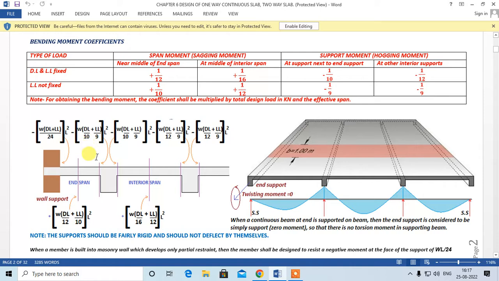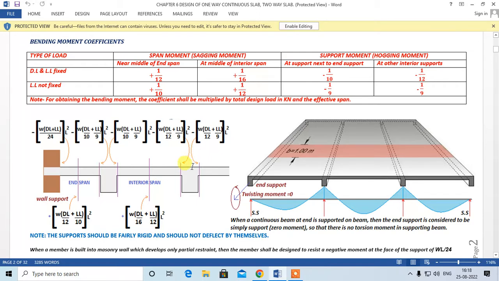So this will be acting over here and this will be acting over here. The magnitude will depend upon the span. Say this is 4 meters and this is 5 meters, then over here there will be 4 square, over here there will be 5 square. So the magnitude of the moment will depend upon the span. Similarly, at another interior support, this is dead load divided by 12 plus live load divided by 9, acting over here and over here. This is how we get the bending moments at supports and the mid span.